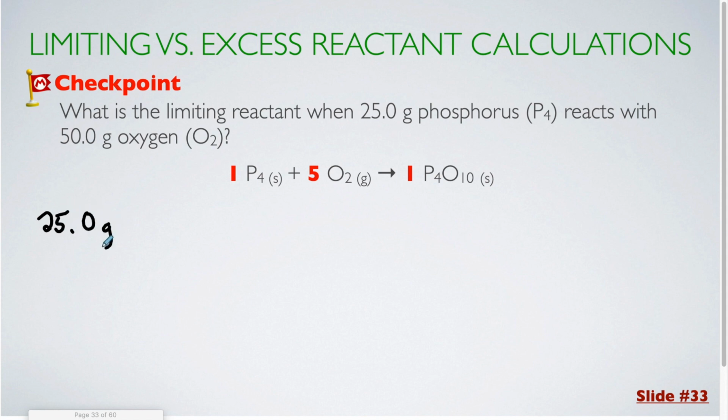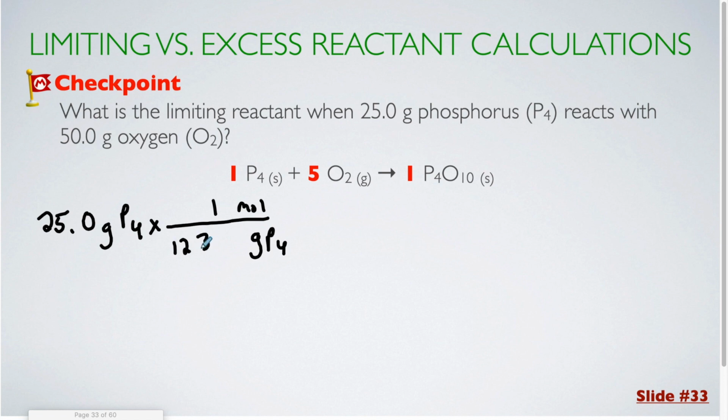25.0 grams of phosphorus, which is P4, and I'm going to figure out how many moles that would be. Grams is going to go on the bottom since that's what I started with, moles on top. 1 mole is equal to the mass on the periodic table. Now because this is P4, I need to multiply the mass of phosphorus by 4.